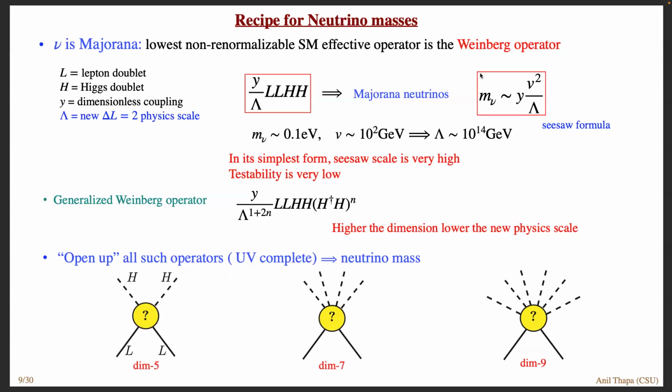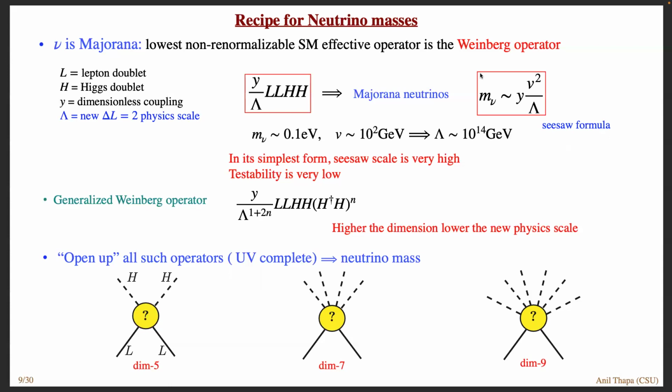Of course, you can rewrite this Weinberg operator as a generalized Weinberg operator by just adding more H's. So what is the advantage of going to a higher dimensional operator? Because the higher the dimension, the lower the new physics scale you can have. This is the operator you can write to generate neutrino mass and break lepton number by 2 units. So what is the next step? Once you write the operator, you open up such operators, which means in other words you UV complete them. So how do you UV complete?